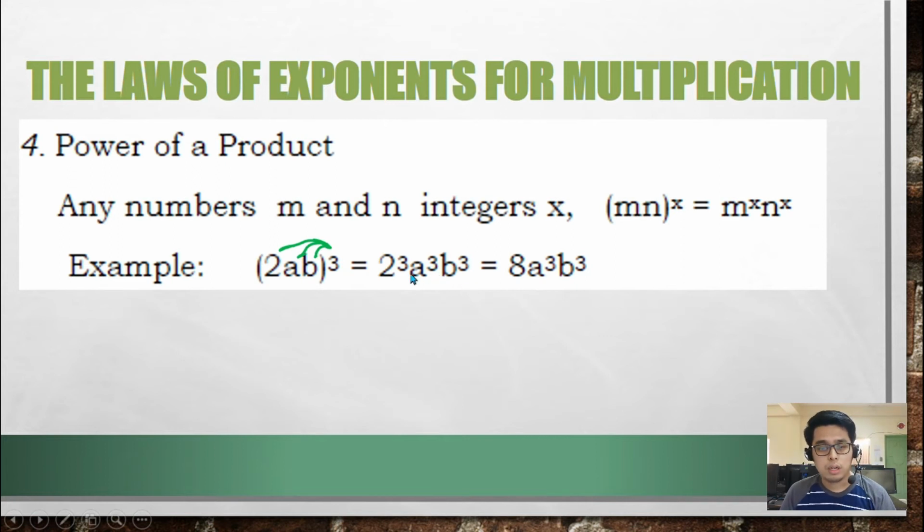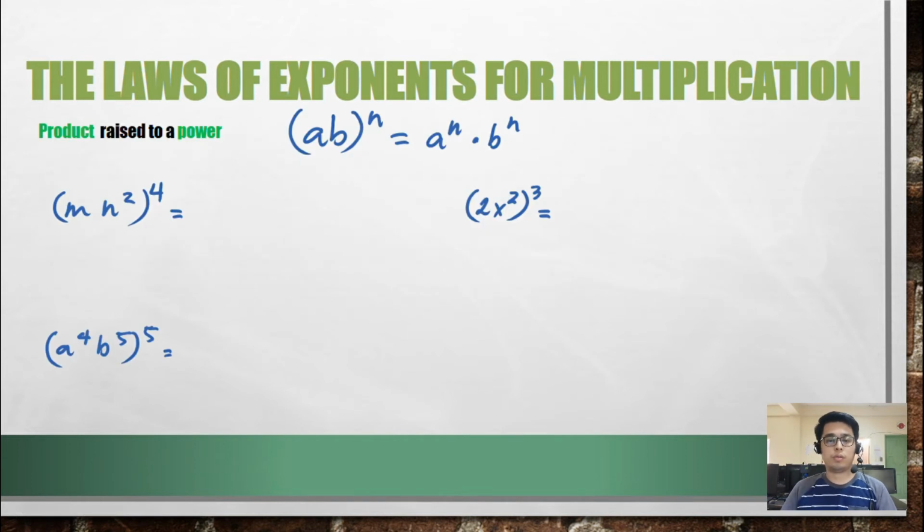Okay? Now, simplest form na ba siya? Hindi pa. Kasi kailangan mong evaluate. Kasi pag may number na naka-raise sa exponent, kailangan mo pang siyang i-simplify. So, 2 cube is 8. Then, etong A cube, B cube, copy na lang. Then, ito na yung ating pinaka-sagot. Okay? Further examples. So, power raised to a power.